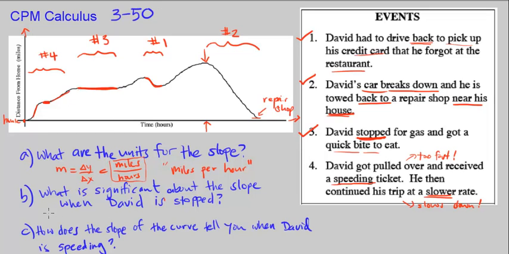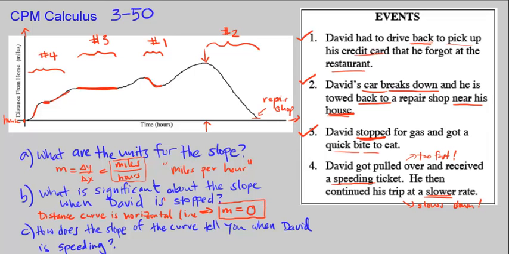Well, the distance curve is a horizontal line, right? So that means the slope is equal to 0, right? Whenever you see a horizontal line here, the slope is 0. So wherever he stopped, slope equals 0.